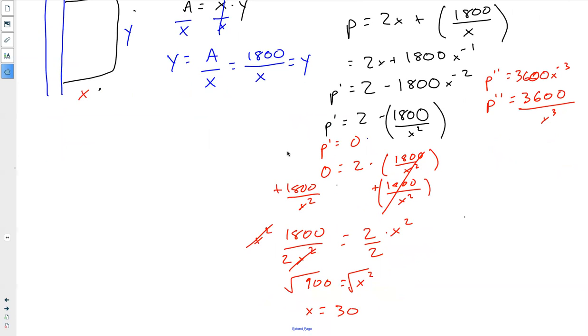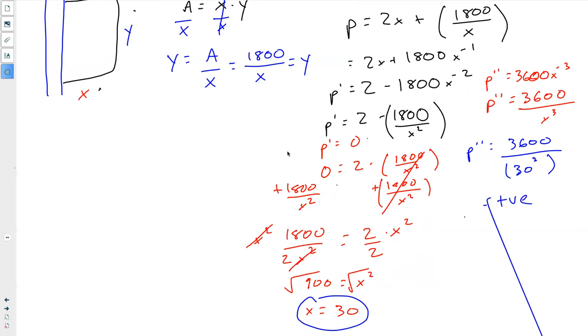Okay, so let's go back to our second derivative just to make sure that we do indeed have a minimum value, right? So we'll substitute our turning point here into our p double prime. So 3,600 divided by 30 cubed will give me a positive answer.